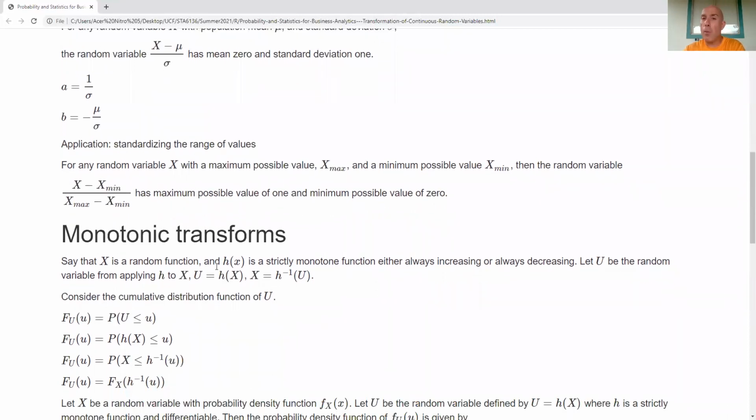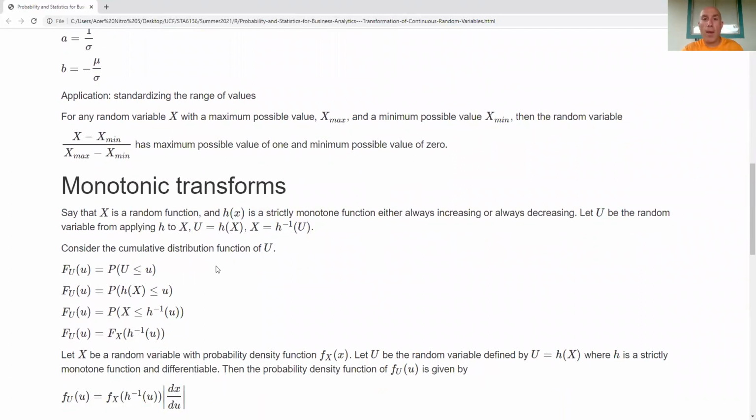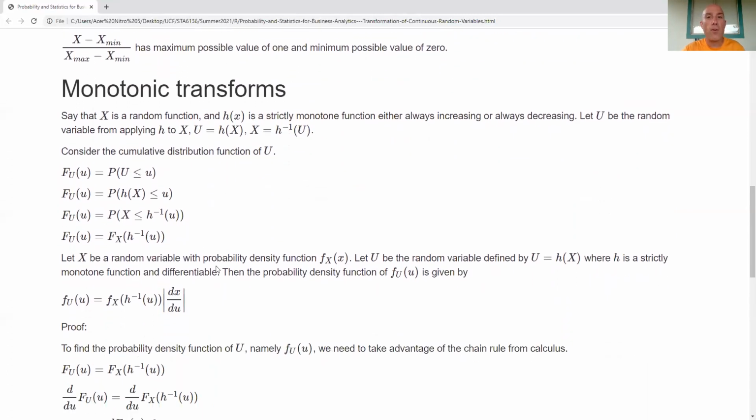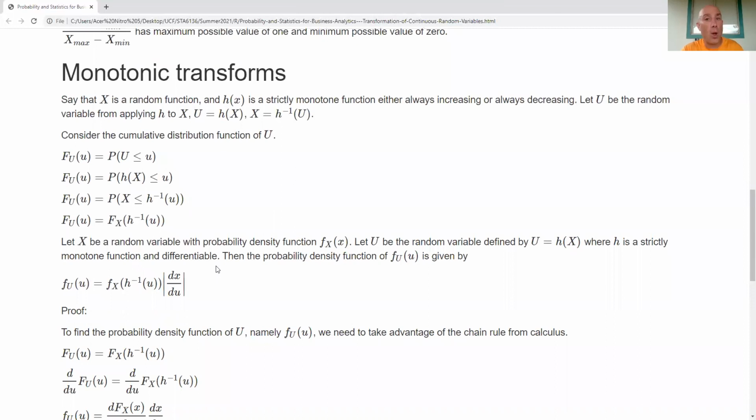All right, so now let's make it a little bit more complicated. So here, everything I talked about was similar to a function like mx plus b from college algebra. Now let's kick it up a notch. Let's start looking at something more similar to calculus. All right, so let's say I have a random variable x, and we have a strictly monotone function. It's either always increasing or always decreasing. For this moment, doesn't matter.